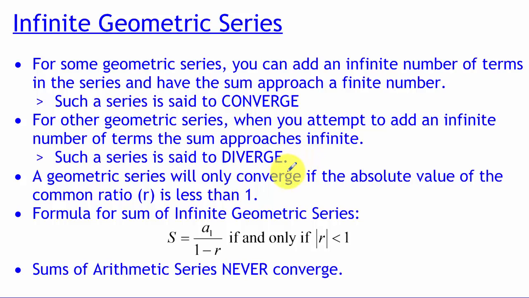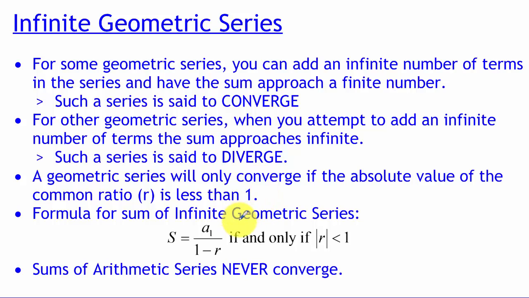Now, the way we can tell if a series will be convergent or divergent is by looking at the common ratio. If the absolute value of the common ratio is less than 1, so if it's between -1 and +1, then the series will converge. If the common ratio is 1 or bigger, then it will diverge.